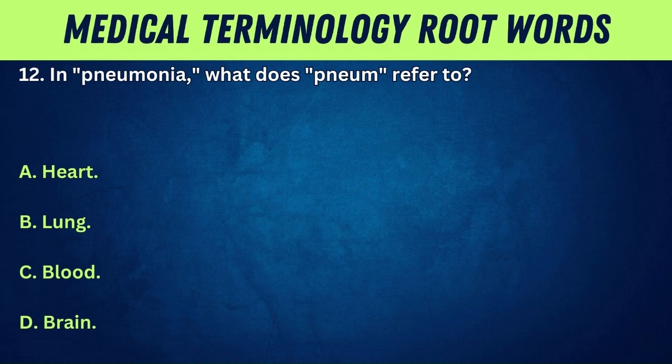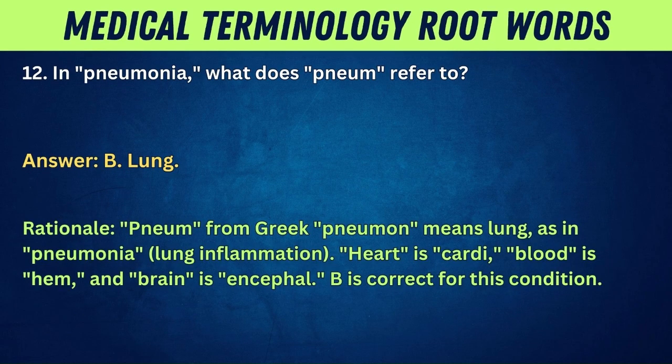12. In pneumonia, what does pneum refer to? A. Heart. B. Lung. C. Blood. D. Brain. Answer: B. Lung. Rationale: pneum from Greek pneumon means lung, as in pneumonia, lung inflammation. Heart is cardi, blood is hem, and brain is encephal. B is correct for this condition.